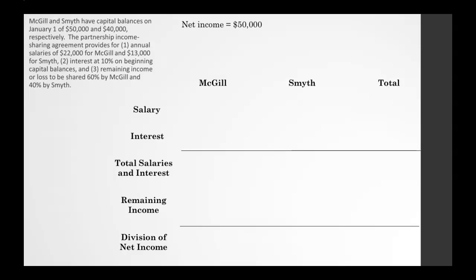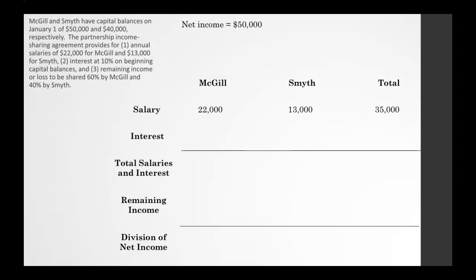Then up along the top, we have our net income showing as our $50,000, right? So our first row is our salaries. So we're told that McGill had a salary of $22,000. Smith had a salary of $13,000, right? So we'll put those both in for the two different owners. And then we add them up over in that last column. So 22 plus 13 gives us our 35.